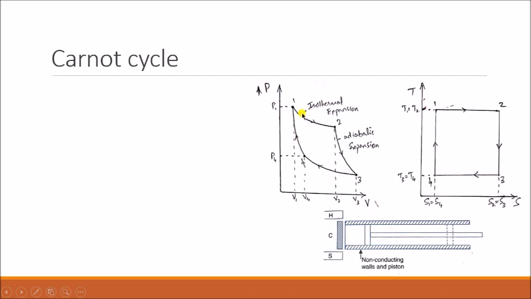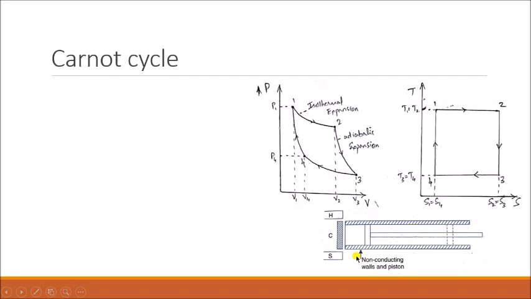This diagram shows four processes which are combined to form a cycle. Similarly, on the right side you have the TS diagram, which shows us the temperature: at what state the temperature is maximum and at what state it is minimum. The PV diagram shows the different types of processes. How these PV and TS diagrams are formed, we'll see using a piston and cylinder arrangement.